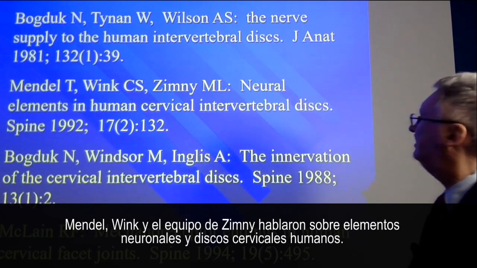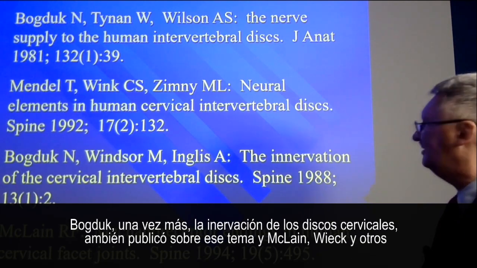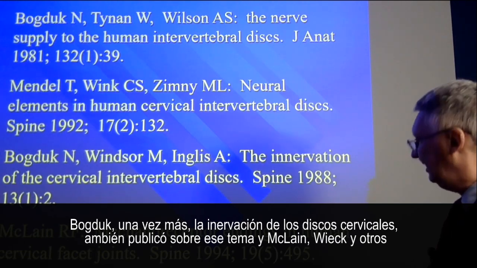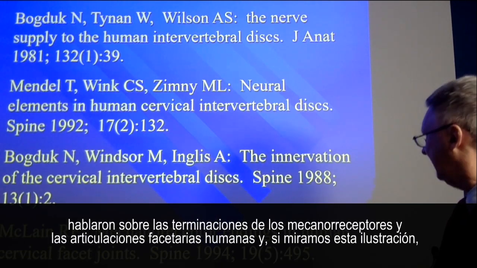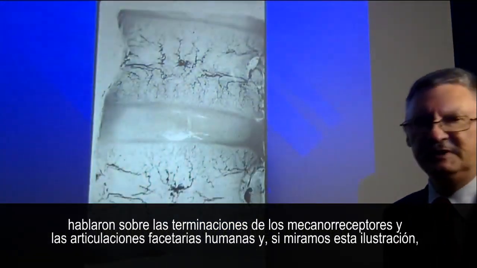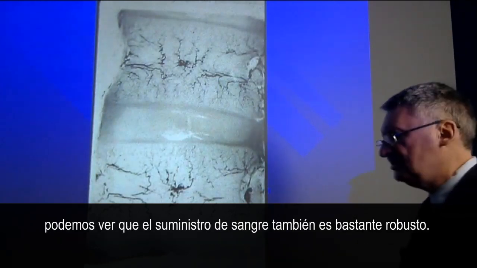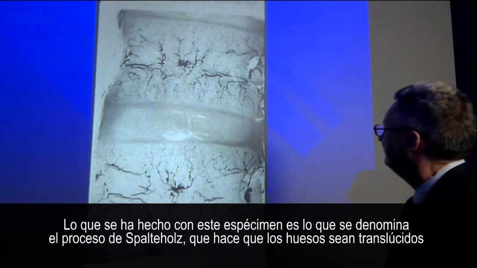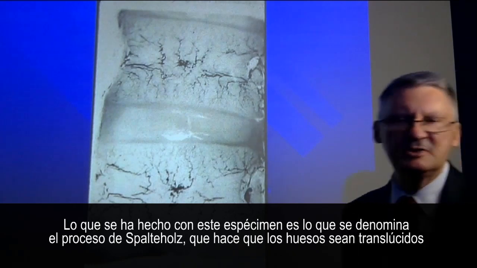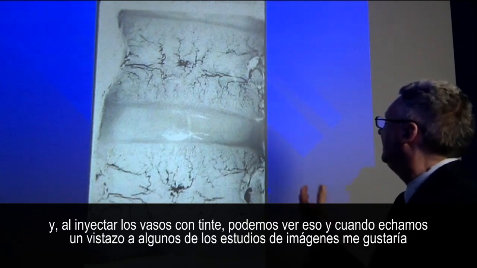Mendel, Wink, and Zimny's team talked about neural elements in human cervical discs. Bogduk, again, the innervation of the cervical discs, also published on that topic. And McLean, Wyke, and others talked about mechanoreceptor endings in human facet joints. And if we take a look at this illustration, we can see that the blood supply is also pretty robust. What's been done with this specimen is what's termed the Spalteholz process, which renders bone translucent. And by injecting the vessels with dye, we can see that.